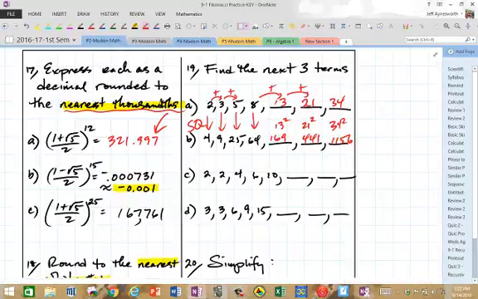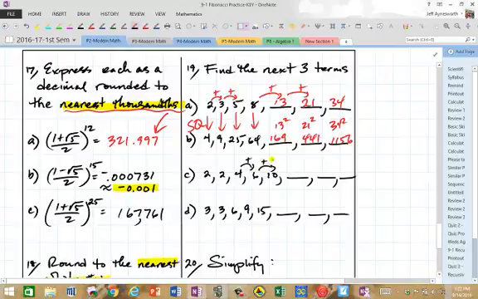Okay, next one. 2 plus 2 is 4. 2 plus 4 is 6. 4 plus 6 is 10, and 6 plus 10 is 16. And then you get 26, and then 42. Same thing here. 3 plus 3 is 6. 3 plus 6 is 9. 6 plus 9 is 15. 9 plus 15 is 24. 15 plus 24 is 39. 24 and 39 is 63. Okay?